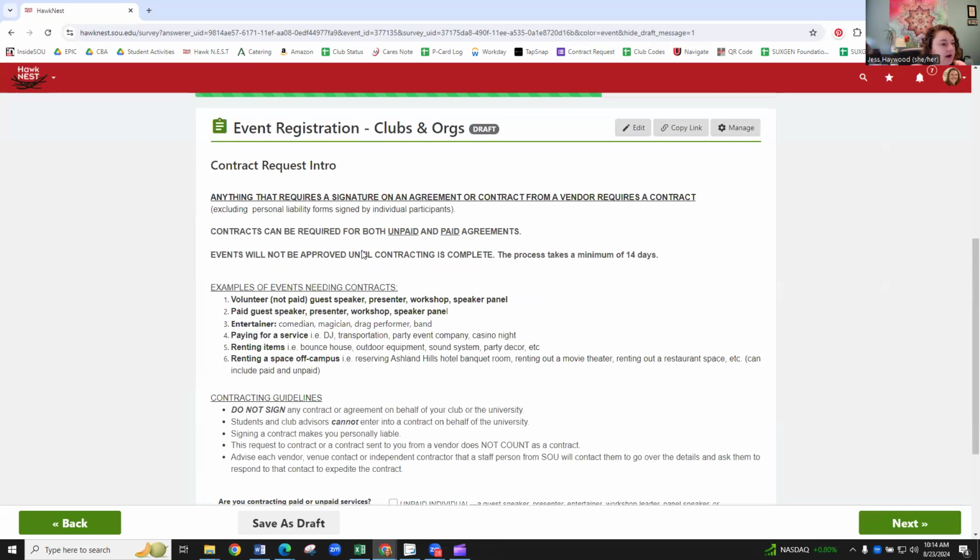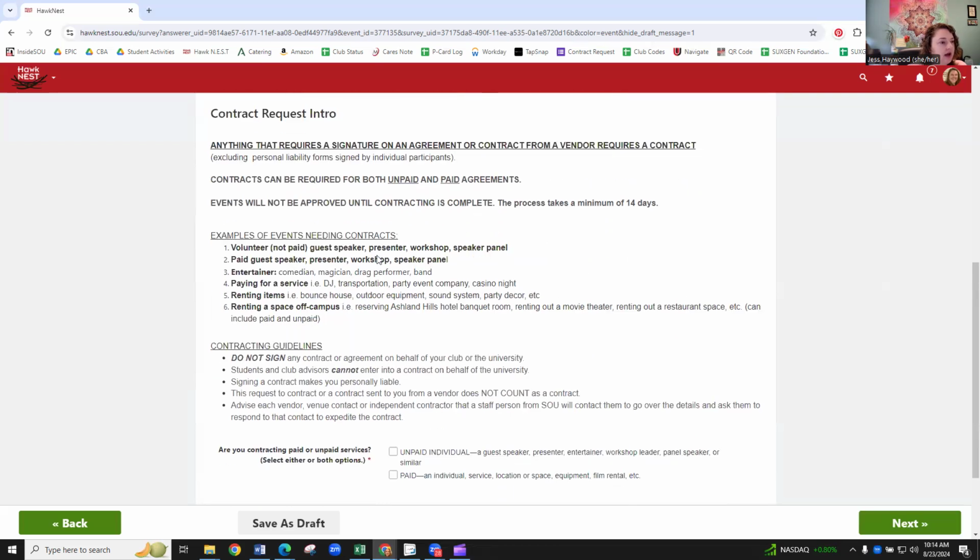Then we get to the contract request info. So you will be trained on contracts a little bit later in the training. Keep in mind, anything that is a person coming to campus who is sharing their skills, their education, or entertainment, such as a DJ, a guest speaker, someone doing a workshop, etc., whether they are being paid or not being paid, they still need a contract.